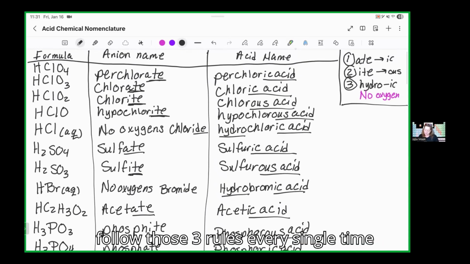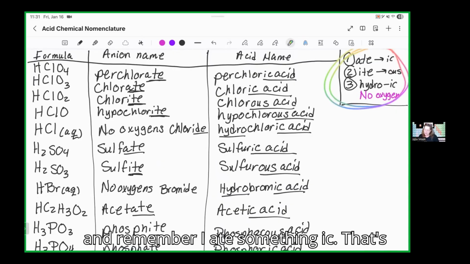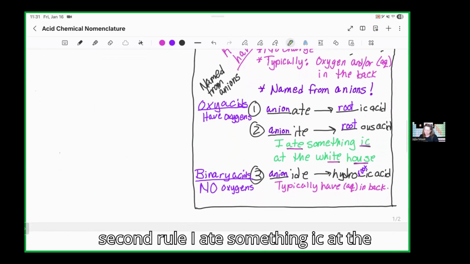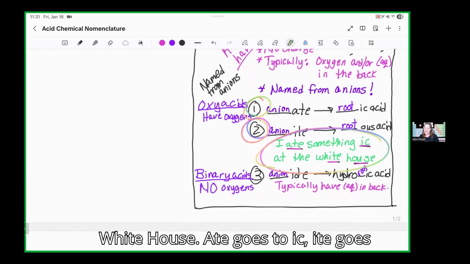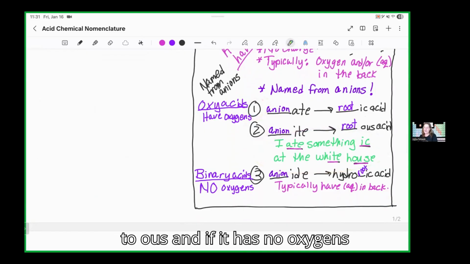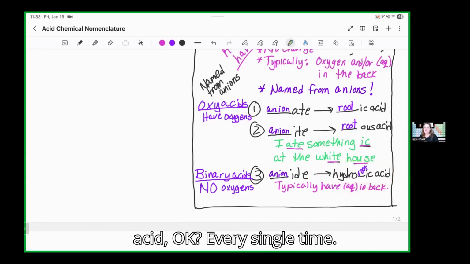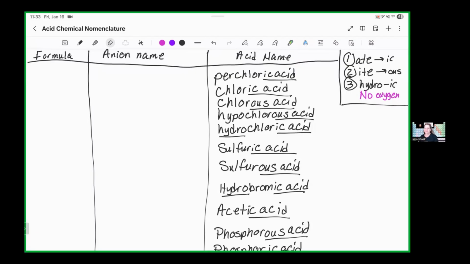You just follow those 3 rules every single time. And remember, I ate something ic. That's how I remember that first rule. And the second rule, I ate something ic at the White House. Ate goes to ic, ite goes to ous. And if it has no oxygens at all, it's always the hydro-ic acid. Okay, every single time.